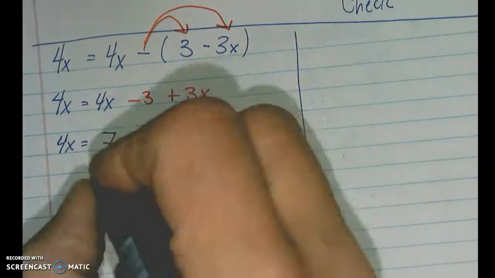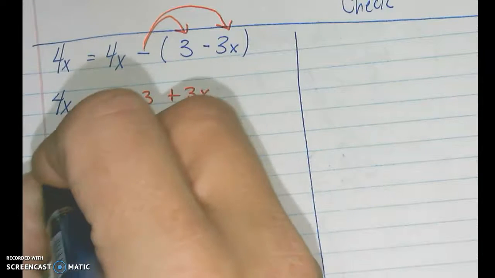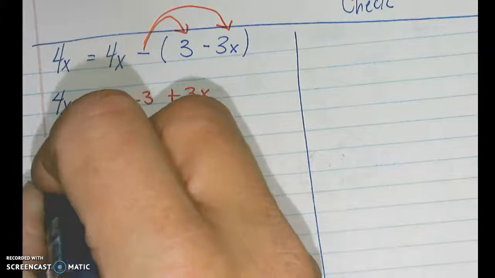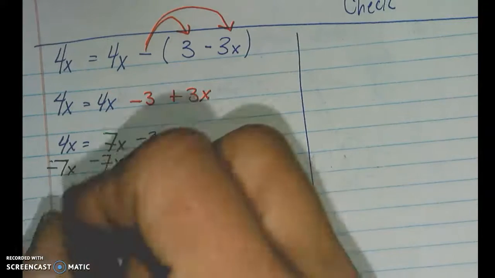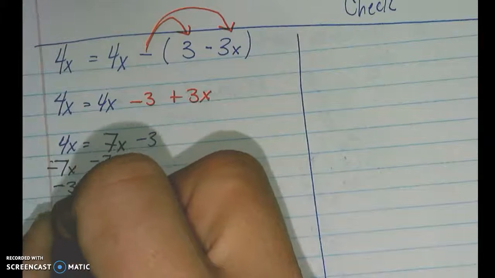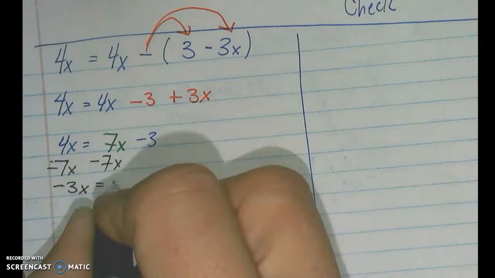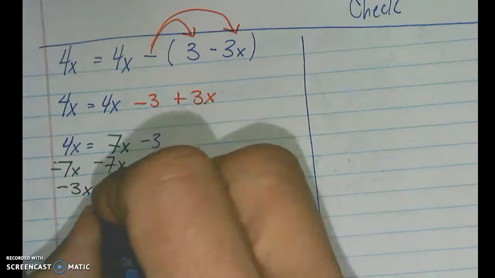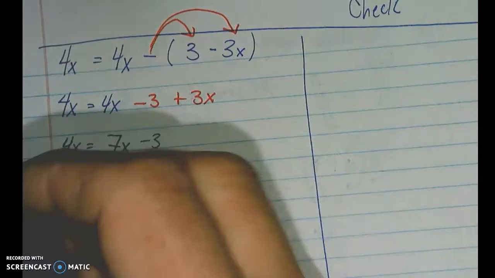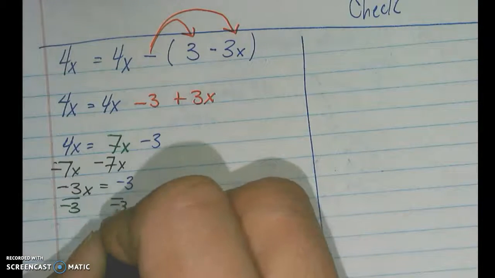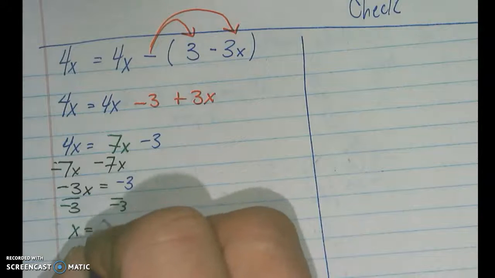Yep, that's correct. So we're going to subtract 7x over to here. All right? So what's 4x minus 7x? That's right, -3x. And that is equal to -3. And then what's the last thing we got to do, guys? Divide. So x is equal to 1.